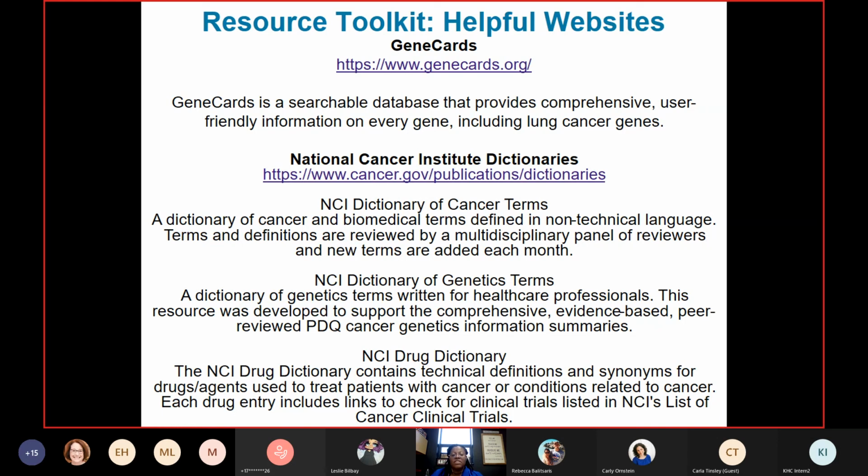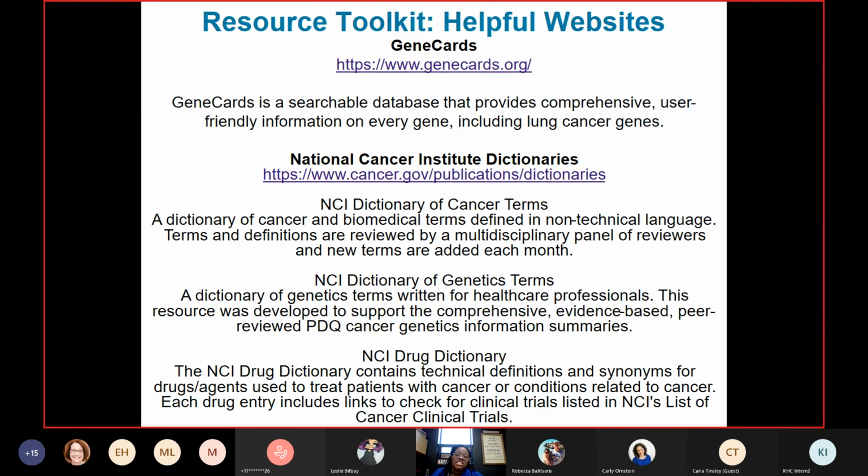If you go there, there's a link to PubMed as well as PubMed Central, so you can read more. There is the NCI, the National Cancer Institute. They actually have these dictionaries, and I love these dictionaries. My students use them all the time. I use them when I talk to communities.